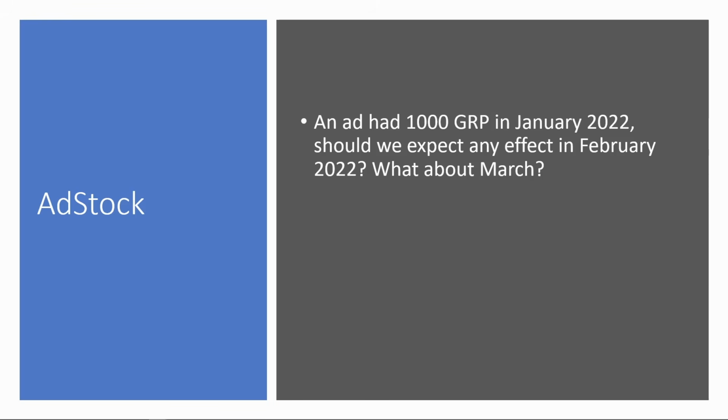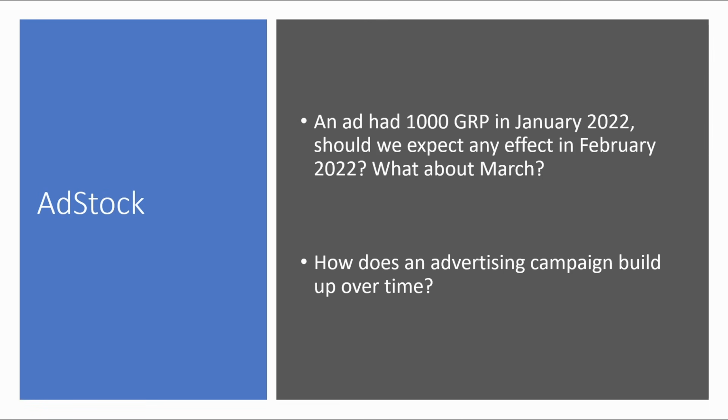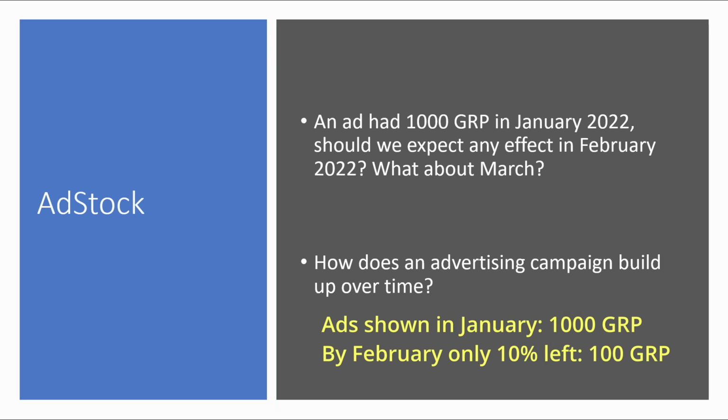And here's an example. An ad had 1,000 GRP in January 2022. Should we expect any effect in February 2022? What about March? So a related question is, how does an advertising campaign build up over time? Here's an example. You have 1,000 GRP in January 2022. People can remember only 10% of it in February. So month-to-month decay is 90%, you have 10% left. So this 1,000 GRP becomes 100 GRP in February 2022.